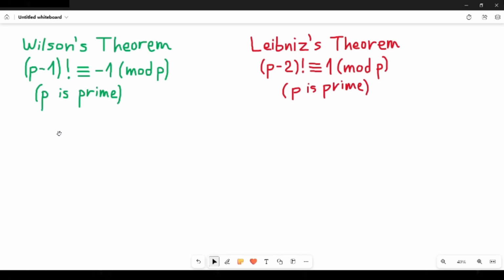The statement that comes from this theorem is the Leibniz theorem, which is pretty similar and states that if p is a prime number, then (p minus 2) factorial is congruent to 1 modulo p. Those theorems are pretty interesting.